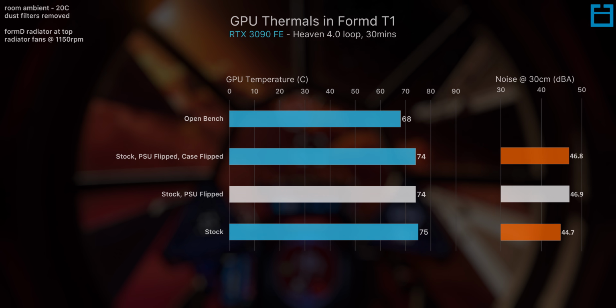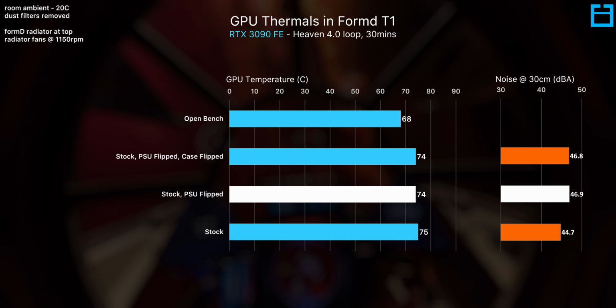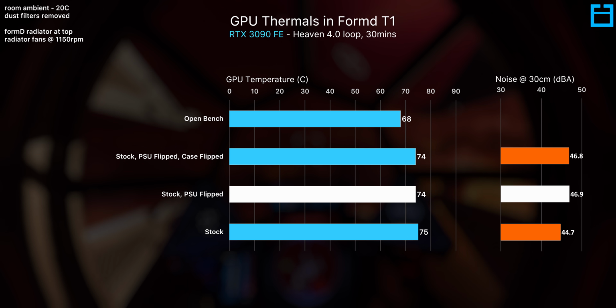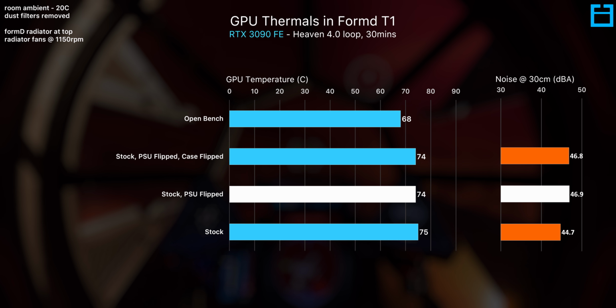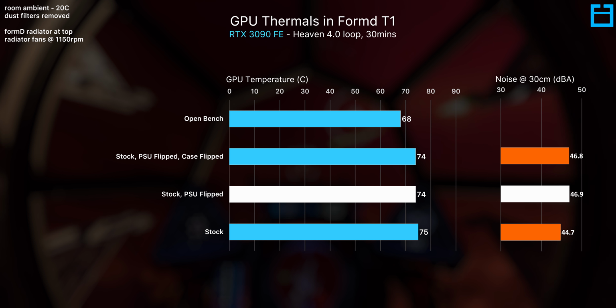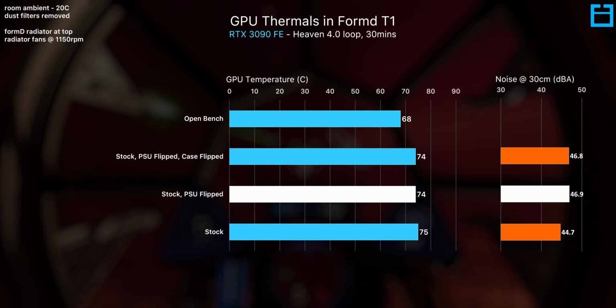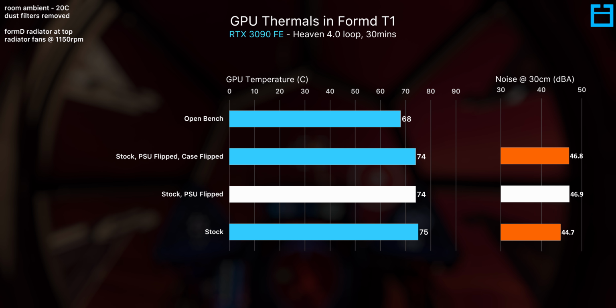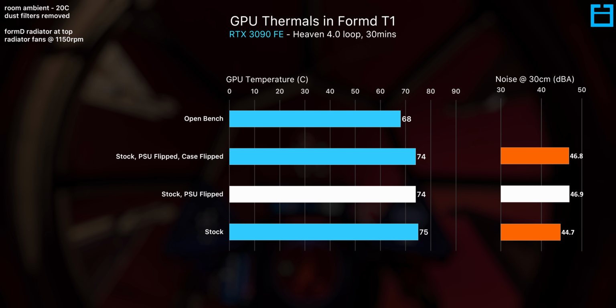And here are the results. We drop a measly 1 degree, but with a significant increase in noise. As the power supply is now getting force-fed a ton of heat from the GPU, the small 92mm fan does everything it can to evacuate it. It does to some degree, but this is definitely not a configuration that I'd recommend.